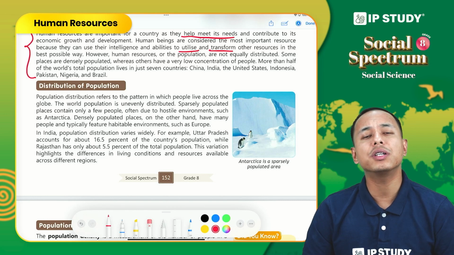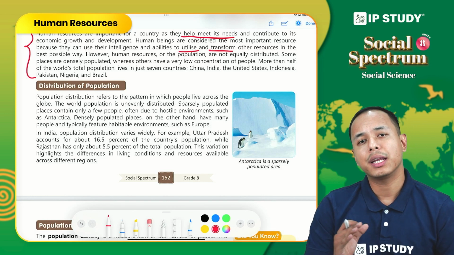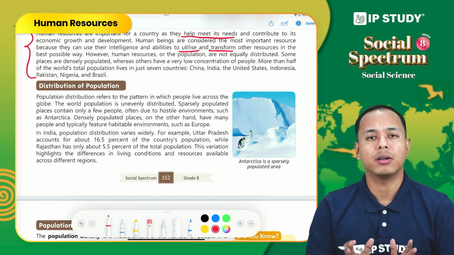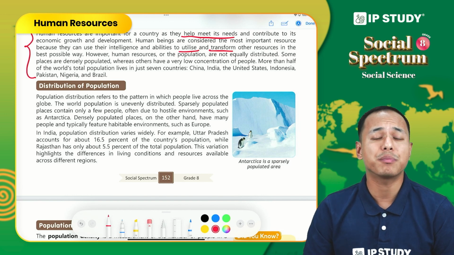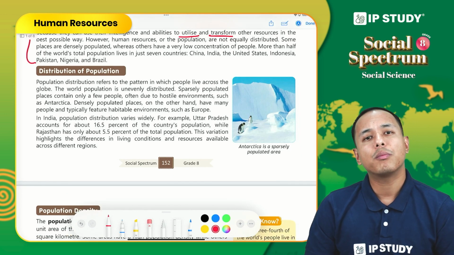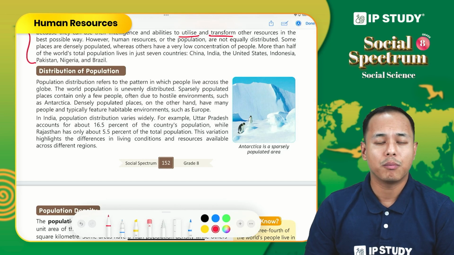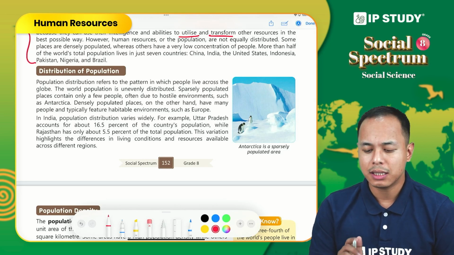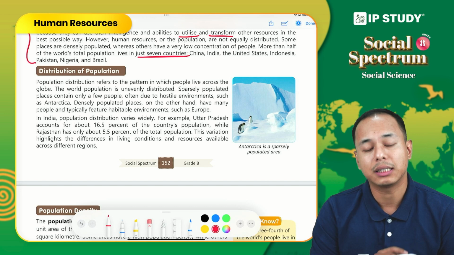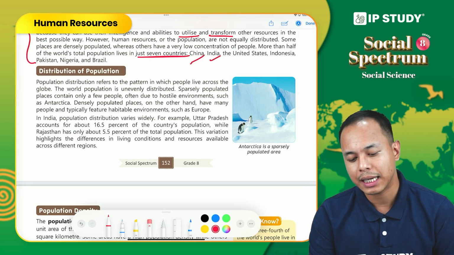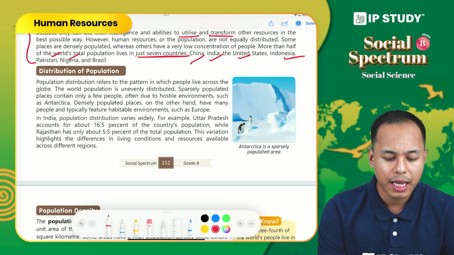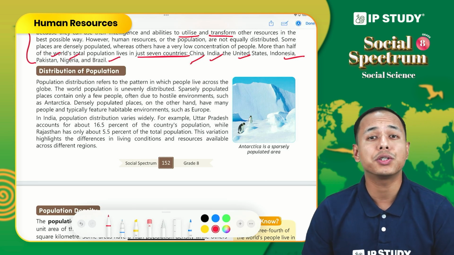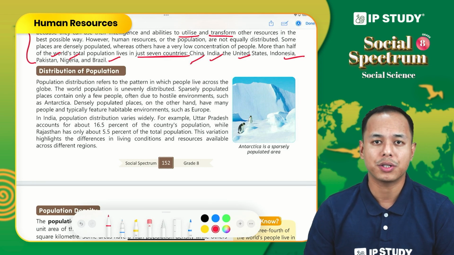Also, we should understand human resources are not uniformly distributed over the globe. In some areas we find a large number of people, or it is densely populated, or in some areas the population is very sparse. When we talk about the densely populated regions in the world, more than half of the world population lives in 7 countries: China, India, the United States of America, Indonesia, Pakistan, Nigeria and Brazil. So these 7 countries constitute more than half of the world's human resource.